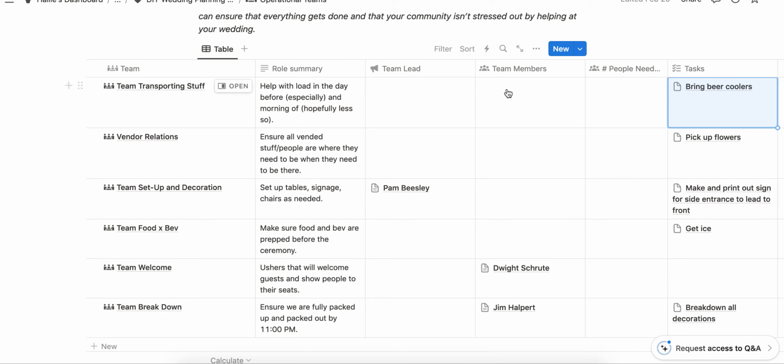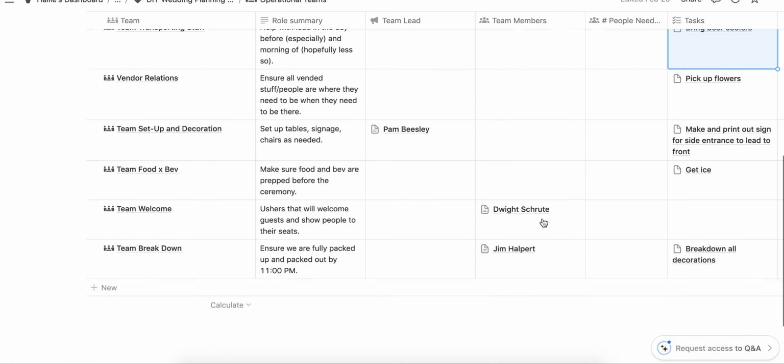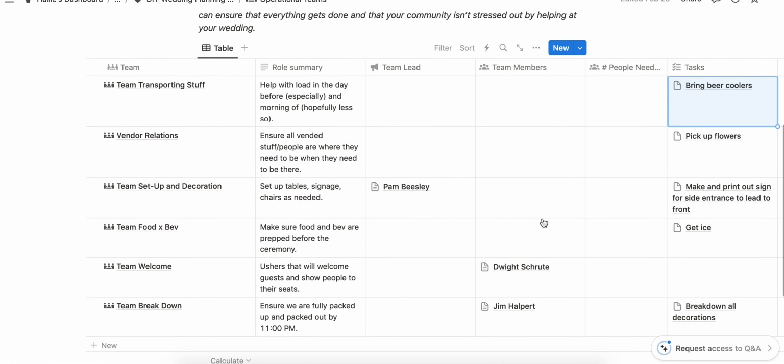And then we were able to assign which team members were needed for each one. And so we were able to check off as we went, okay, we've got 4 people here, we've got 7 people here, whatever it is. This made all the difference.